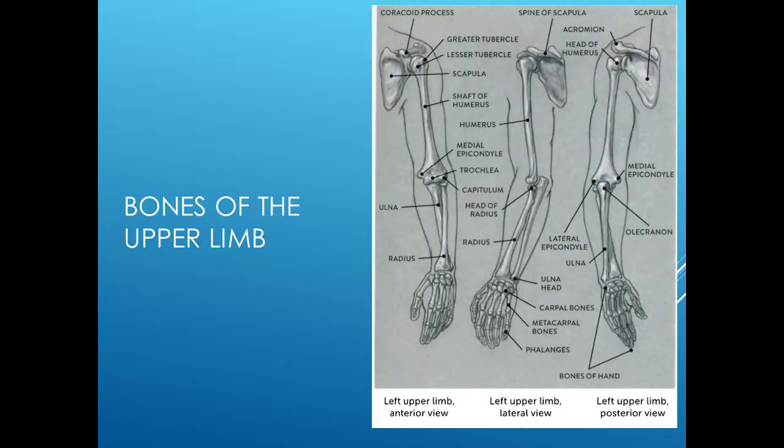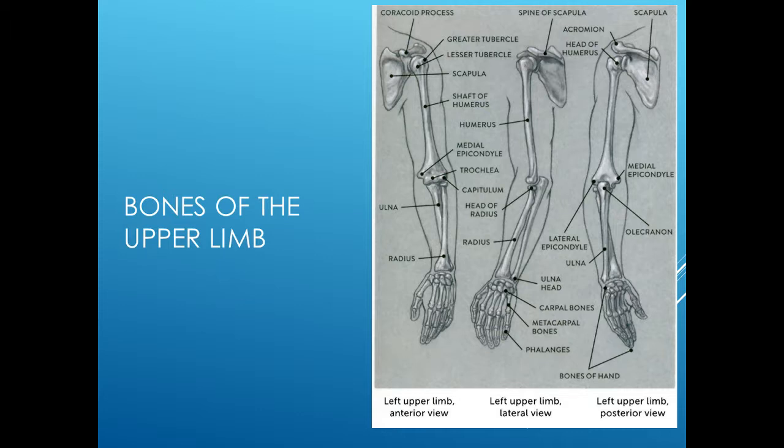All right, bones of the upper limb. And here we see the arm. And here's the shoulder girdle right up in here. Here we see the scapula that we just looked at. Keep in mind this is an anterior view down here. Remember, anterior meaning front view. So in this anterior view, here's the greater tubercle. It's just a location on the humerus. The greater, the lesser tubercle, scapula. And here's the shaft of the humerus.